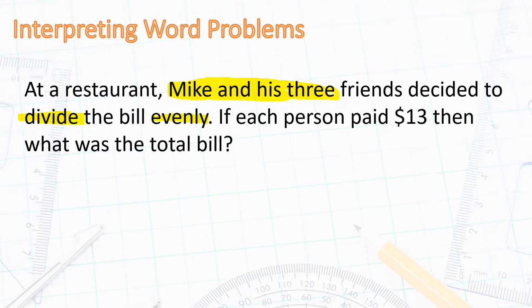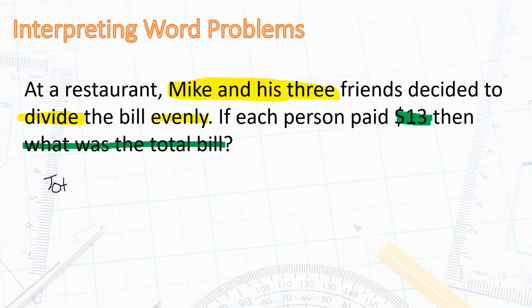So what we see is you've got the first part, which is the setup, and then you've got the extra information to help you solve it. So each person paying $13 is that extra part. And then what was the total bill is what we're actually going to try and solve for. So now let's think about it in terms of an equation.